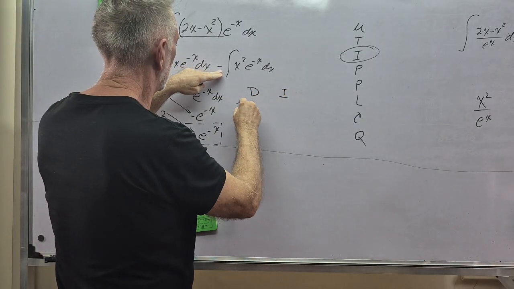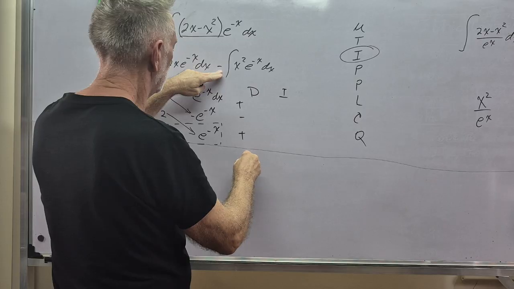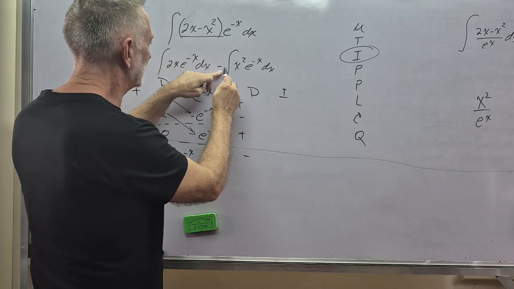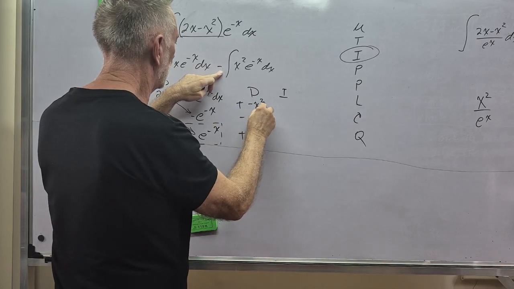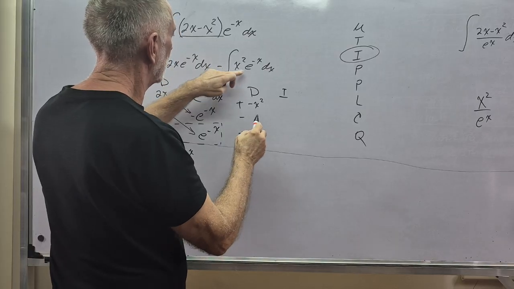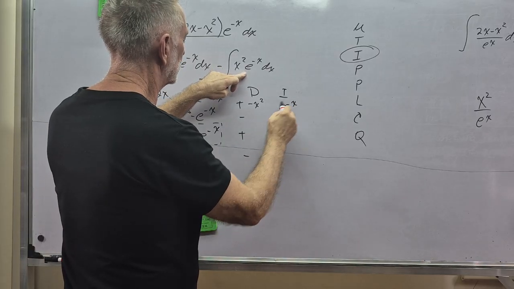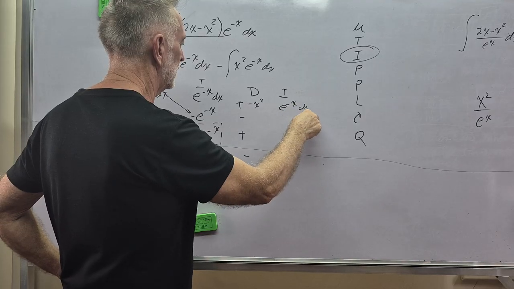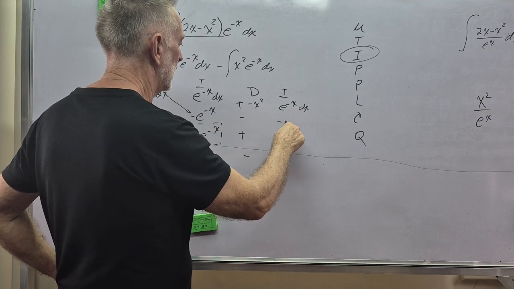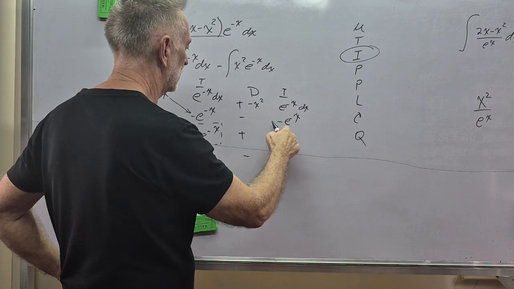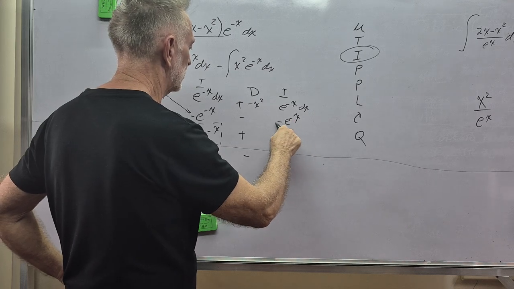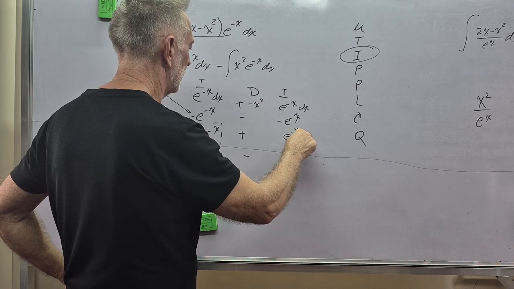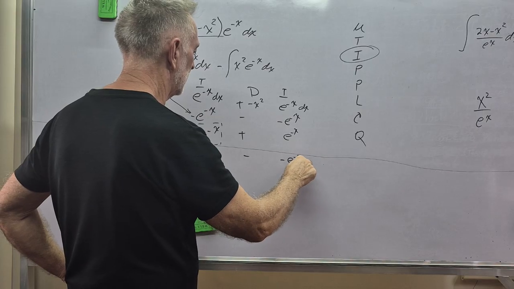DI, plus, minus, and I'm going to put this negative x squared. I don't want to lose that. E to the minus x. So now, if I integrate e to the minus x dx, again, it's minus e to the minus x. Then the next one is a positive because the negatives cancel each other. Minus e to the minus x.